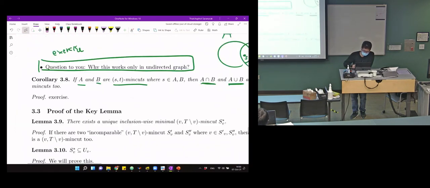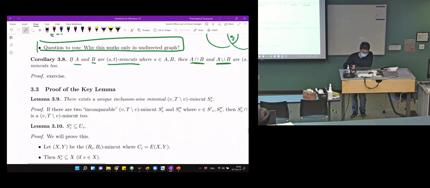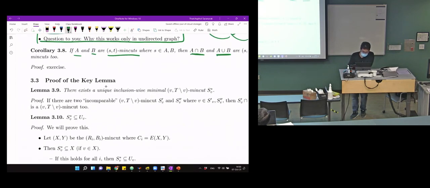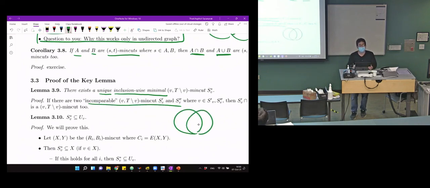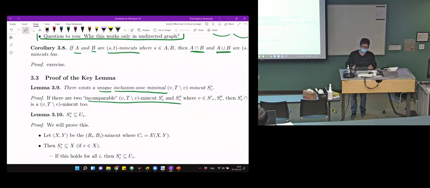And now it means that there must exist a unique inclusion-wise minimal one. Why? Because if there are two incomparable sets that are min cuts, if you just take the intersection, that's a min cut too. So you can keep going and going. There must exist a min cut, a minimal one.